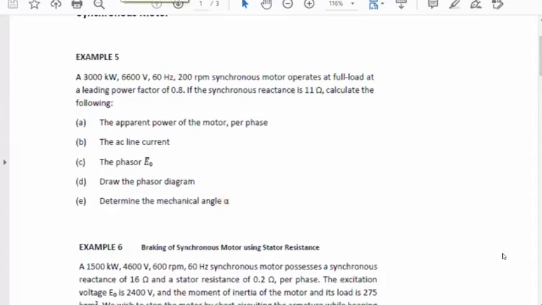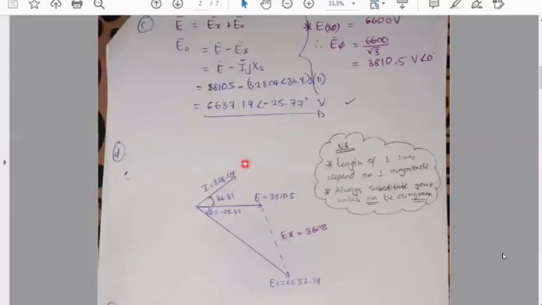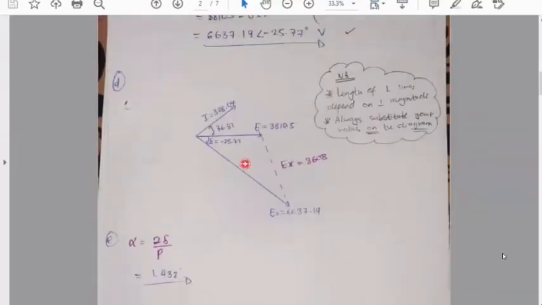The next one says determine the mechanical angle alpha. I don't know if you guys are noticing this, but this type of question is coming out very frequently in the examples that we've been doing for the past 2 weeks. This mechanical angle, what does that tell you? Go and learn the formula, basically.